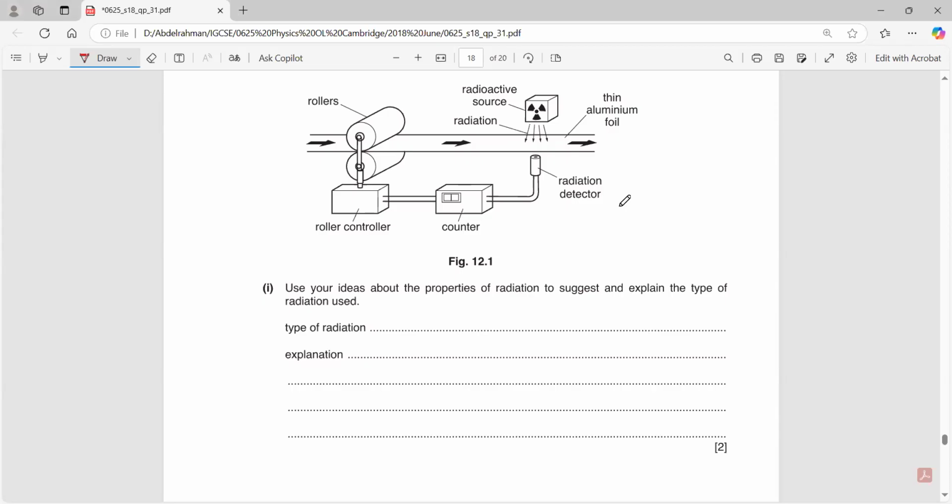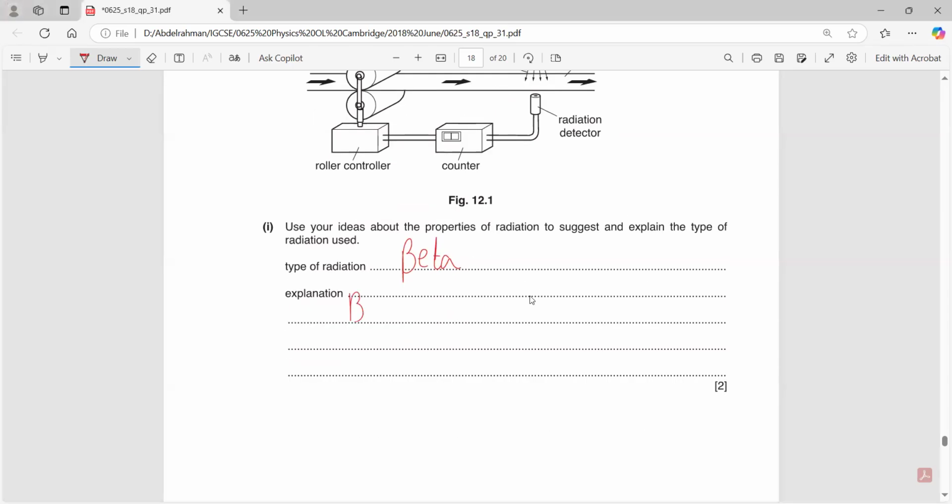So the beta can pass through if it is quite thin. If for some reason the aluminum foil is a bit thicker, then the beta radiation won't be able to pass. And that's why in this question we will use the beta radiation. Again, the explanation: it would pass through the thin aluminum foil, but it would not pass through a thick aluminum foil. That's all you need to say.